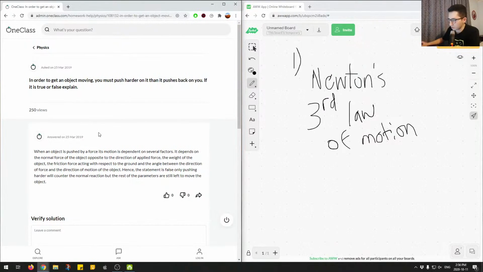So just looking at this statement here, in order to get an object moving, you must push harder than it pushes back on you. This wouldn't be true because if you push on an object, it will push back on you with the same magnitude force based on Newton's third law. So if we had an object here, we'd have like Fa, force applied, that you push on the object will push back on you with the opposite force.